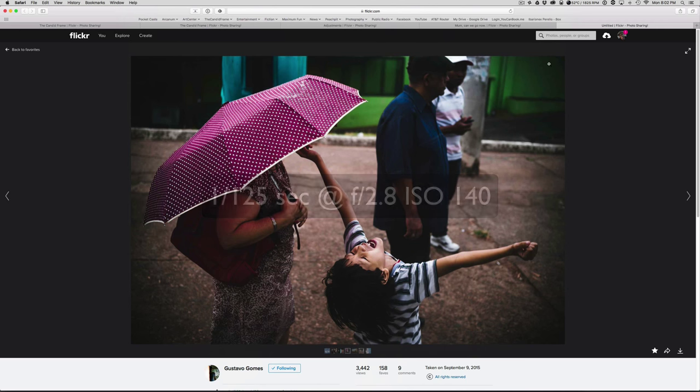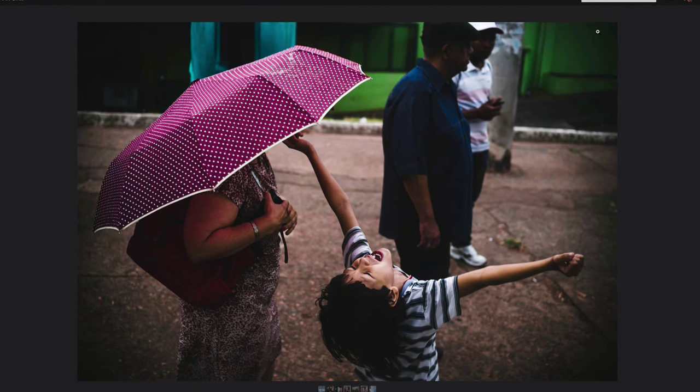And wow, talk about body language, talk about expression and gesture. All of that stuff is here. Just this spontaneous moment of joy, of expression in this kid. Great, great moment. And I wonder what led up to this.